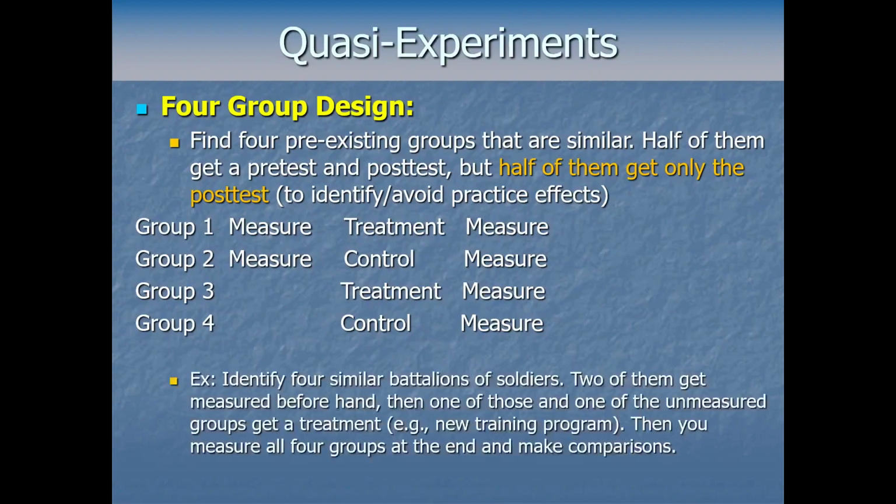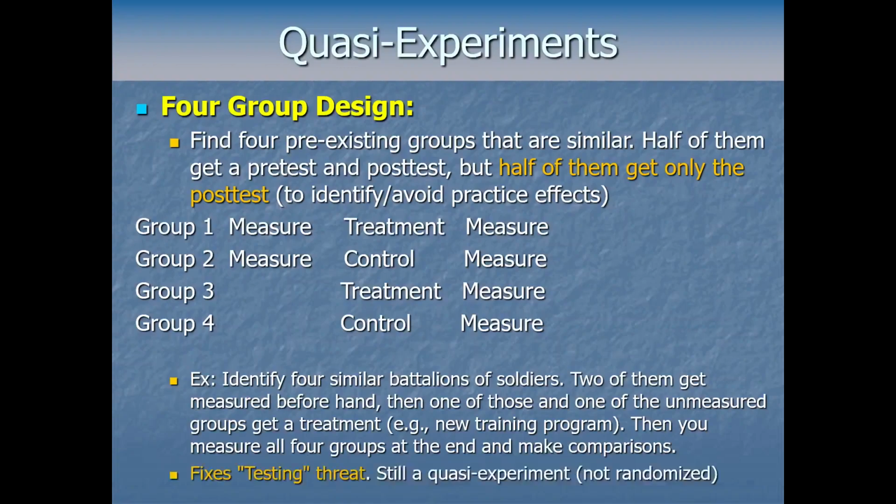An example here might be identifying four similar battalions of soldiers. Two of them get measured beforehand, and then one of those plus one of the unmeasured groups gets some new training program that you're testing out, and then you measure all four groups, so them plus the control groups, at the end, and make some comparisons.